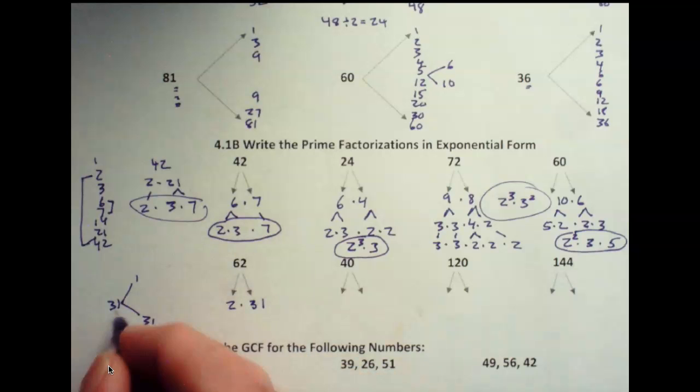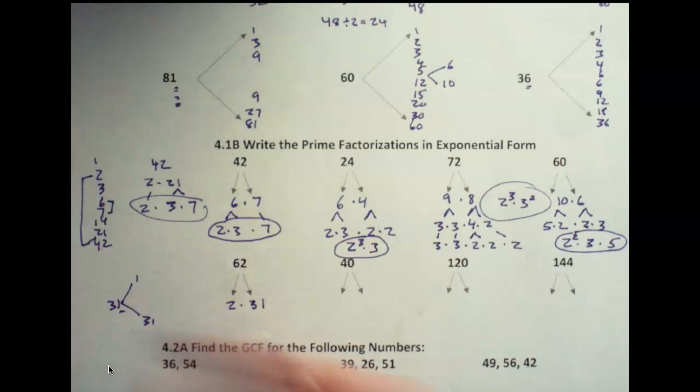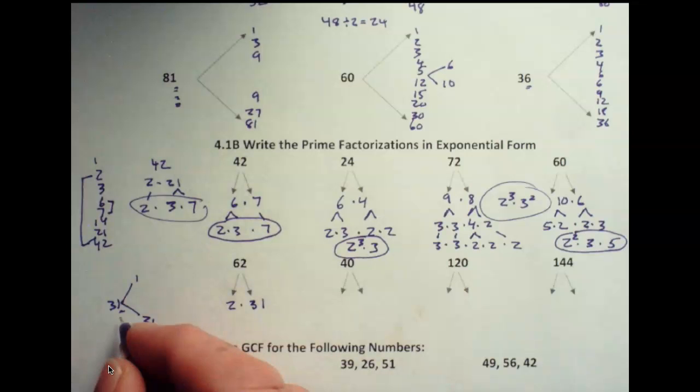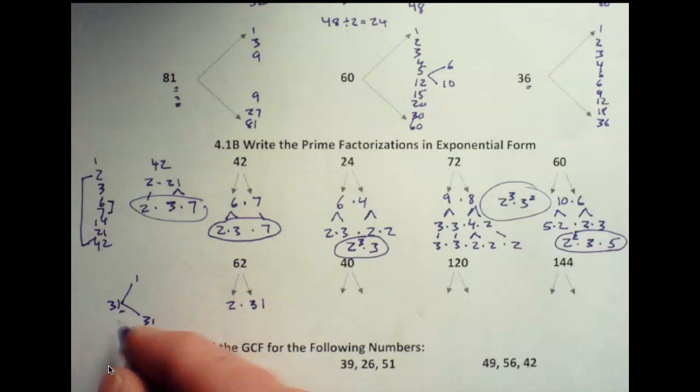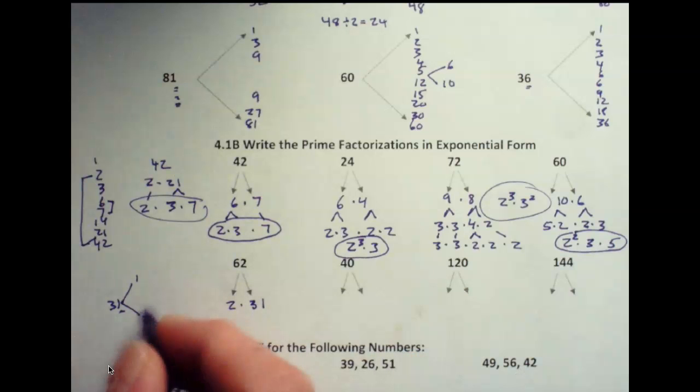5 won't go into it. 6 won't go into it because it goes into 30. 7 goes into 28, so it won't go in there. 8 won't go in there. 8 goes into 32. 9 won't go in there. 9 goes into 27, not 31. 10 won't go in there because 10 goes into 30. 11, and you go on and on and on. Actually, you can go up just to 15. 11 won't go in there because 11 goes into 33.